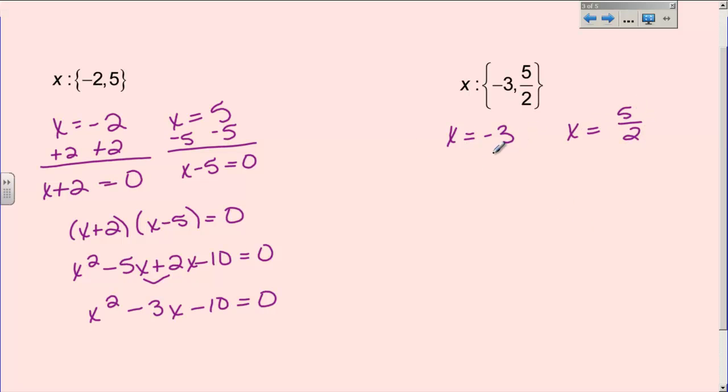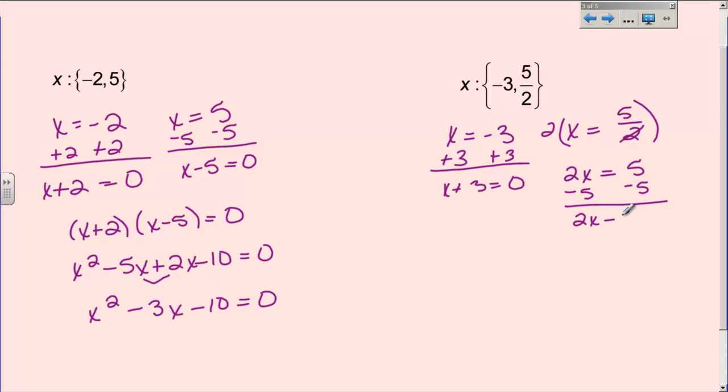This one's pretty simple. You end up adding 3 to both sides so that you have x plus 3 is 0. This one is a little bit different because you have this fraction. In order to clear the fraction, remember that we start by multiplying everything by the denominator. So we're going to multiply everything by 2. That cancels out this 2, so I end up with 2x equals 5. And then I have to subtract 5 from both sides so that I can get this equal to 0. So then I have 2x minus 5 equals 0. So my two factors are x plus 3 and 2x minus 5.